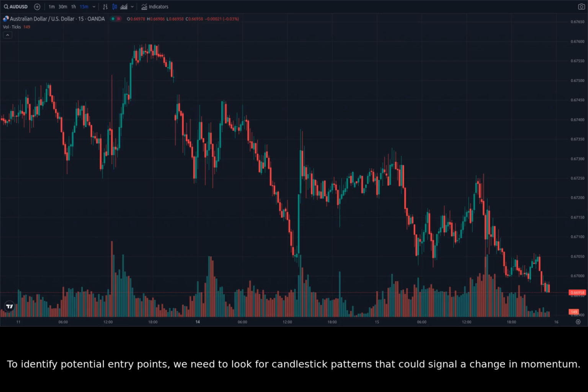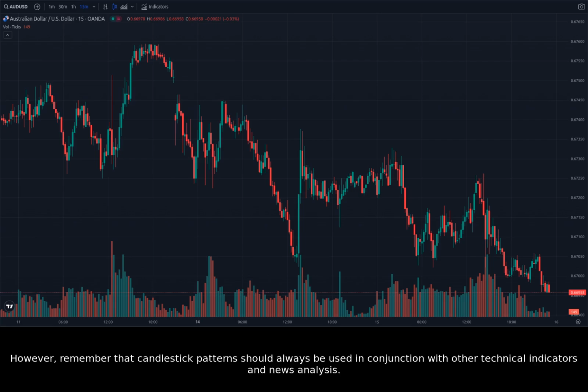To identify potential entry points, we need to look for candlestick patterns that could signal a change in momentum. For example, if we see a bullish engulfing pattern, it could be a good opportunity to enter a long trade. Conversely, if we see a bearish engulfing pattern, it could be a good opportunity to enter a short trade. However, remember that candlestick patterns should always be used in conjunction with other technical indicators and news analysis.